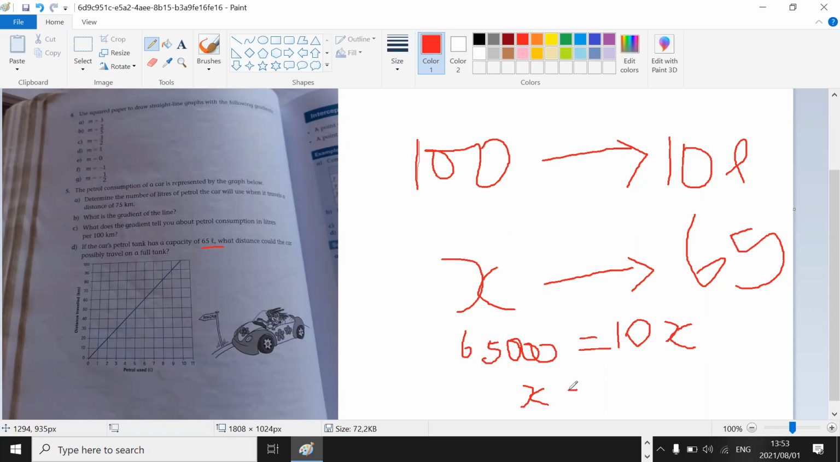So if we divide both sides by 10, it's going to be 65,000 divided by 10, which is what? What is 65,000 divided by 10? It's 6,500. So it means this car, if it has 65 liters, will travel 6,500 kilometers. That's how we answer question D.